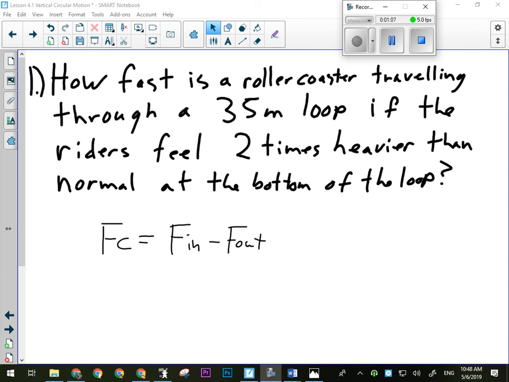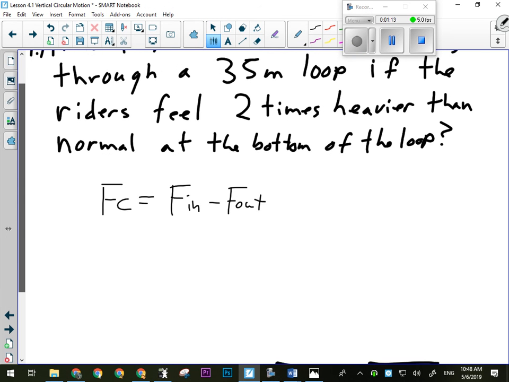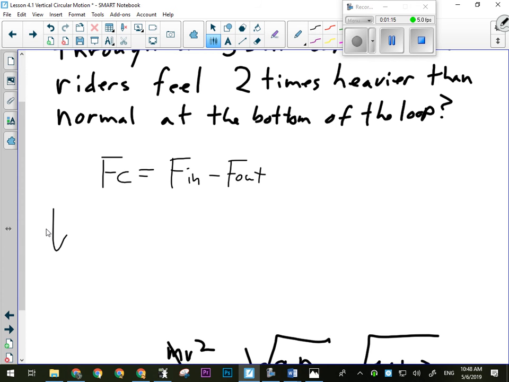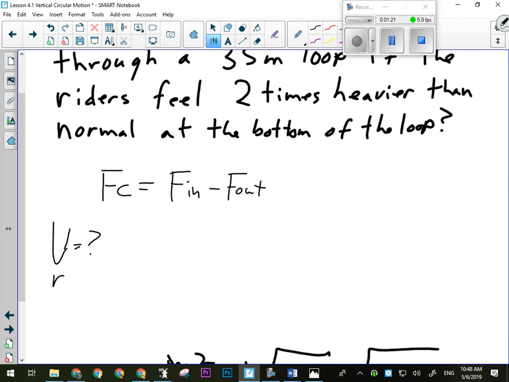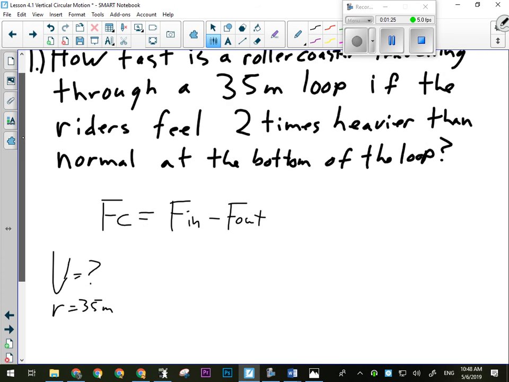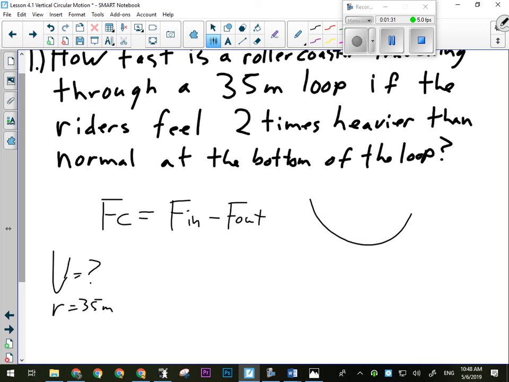All right, so the wording of this one is what's kind of tricky about it. They're telling us that we're looking for how fast the roller coaster is going, so we're looking for V. And we're told that it's a 35-meter loop, so we have R. And we know that they feel 2 times heavier than normal at the bottom of the loop. All right, so I'm dealing with this position here.